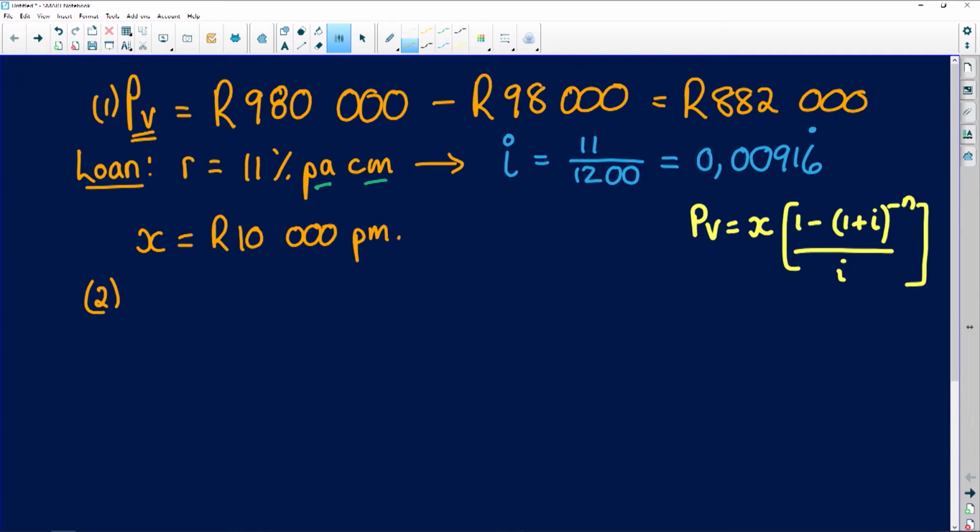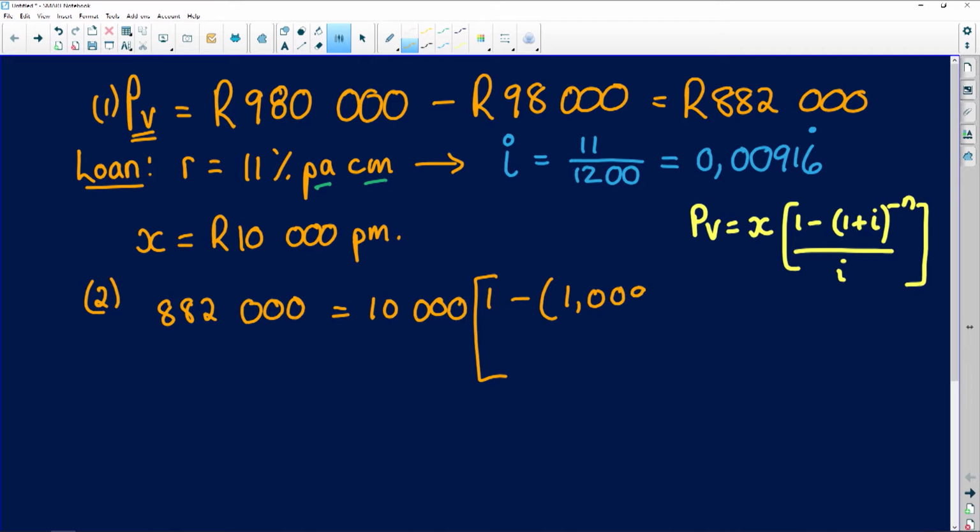So our present value for our loan is 882,000. We're making monthly payments of 10,000 Rand, and we have 1 minus 1.00916 recurring, divided by 0.00916 recurring. Now, folks, the power here is what we are looking for. Let me write it in blue. We are after that power of minus n. That is how long it will take Thabo to pay off his loan.